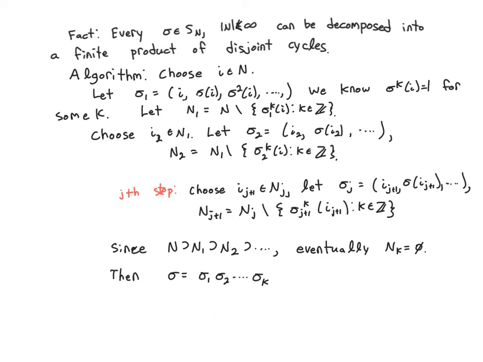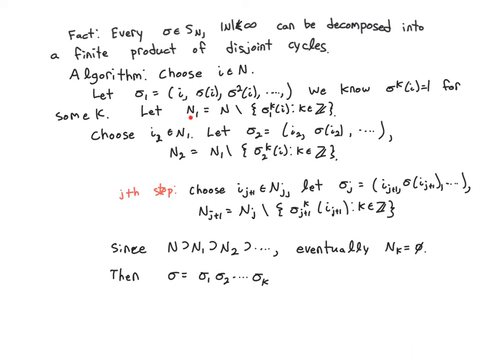And so here's how the algorithm works. You choose an arbitrary element in your set, and you define the first cycle to be i, sigma of i, sigma squared of i, and so on. You know this cycle is going to have finite length because you're not working with an infinite set. So you know eventually you're going to close off and repeat yourself.